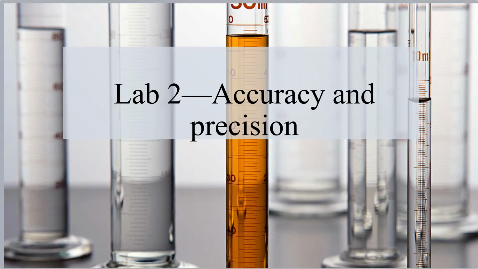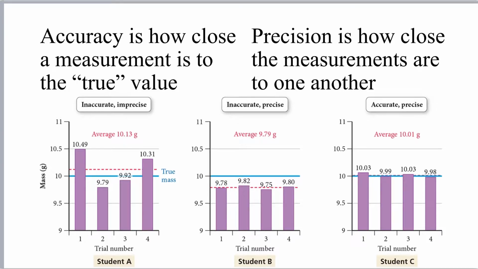We're going to look at the accuracy and precision lab today. This is a pretty neat lab where we're going to take some different bits of glassware and see how accurate and/or precise they are. So first up, what's the difference between accuracy and precision? Well, accuracy is how close the measurement is to the true value. Precision is how close the measurements are to one another. So you can imagine you can be one without the other.